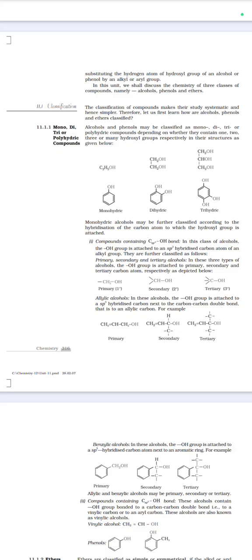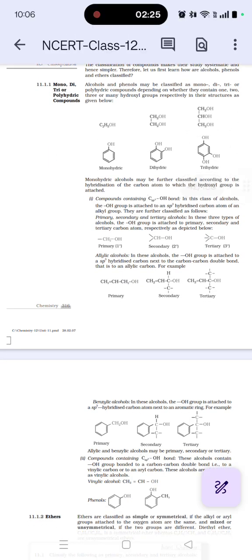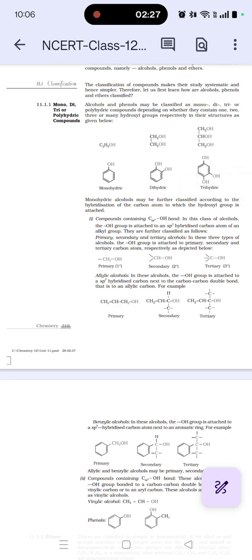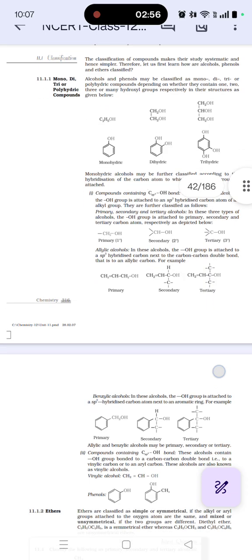In this unit, we shall discuss the chemistry of three classes of compounds, namely alcohol, phenol, and ether. The classification of compounds makes their study systematic and hence simpler. Therefore, let us first learn how alcohols and phenols are classified. Mono, di, tri, or polyhydric compounds. Alcohols and phenols may be classified as mono, di, tri, or polyhydric compounds depending on whether they contain one, two, three, or many hydroxyl groups respectively in their structure, as given below.